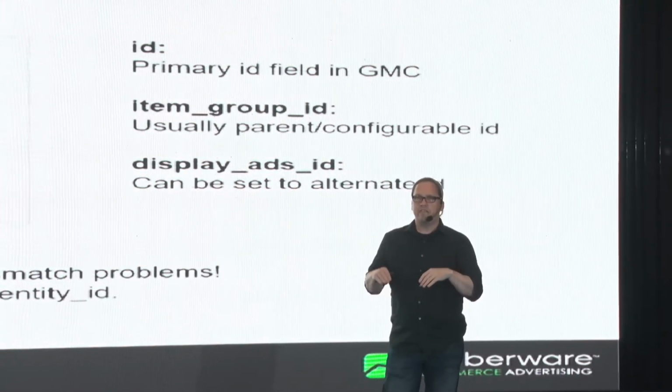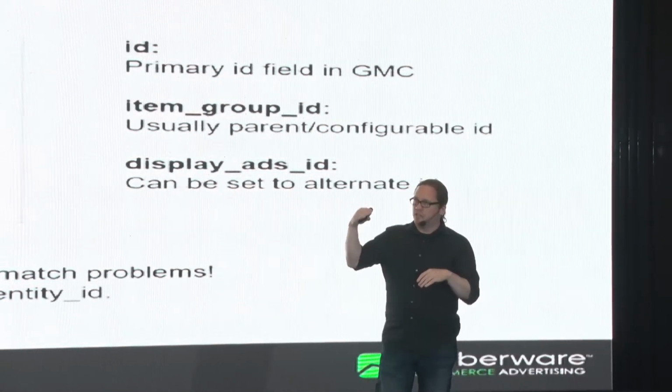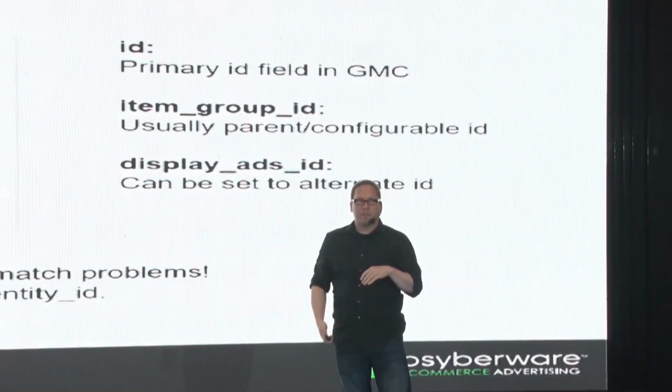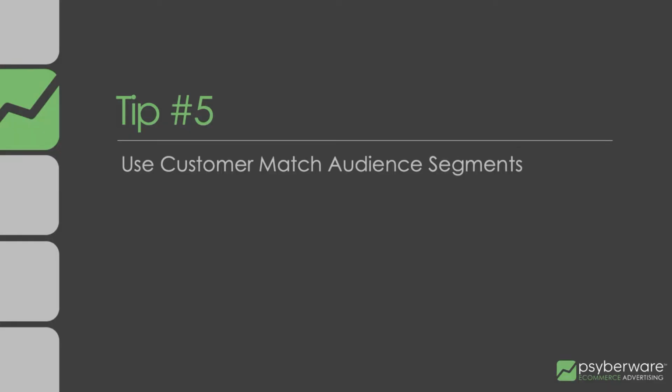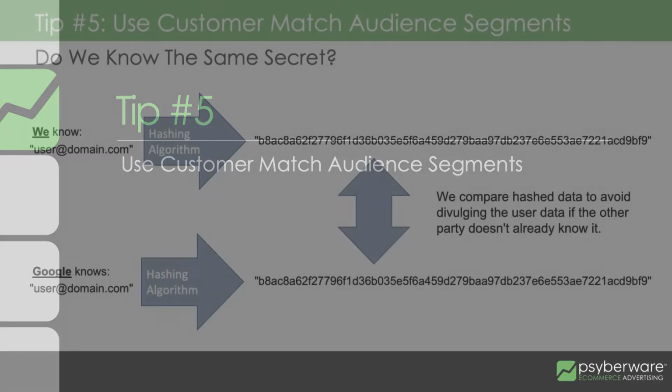That item group ID field needs to basically be either the SKU or the entity ID of the parent configurable product. Tip number 5 is to use customer match audience signals.